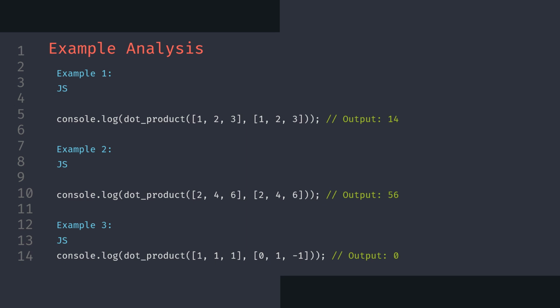Let's analyze these examples step by step. For the arrays [1, 2, 3] and [1, 2, 3], the dot product is calculated as 1 plus 4 plus 9, which is equal to 14. For the arrays [1, 1, 1] and [0, 1, -1], the result is 0 plus 1 minus 1, which gives you 0. These examples illustrate the logic of multiplying and summing corresponding components.